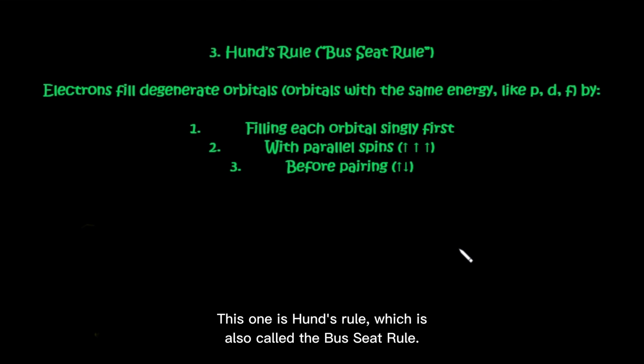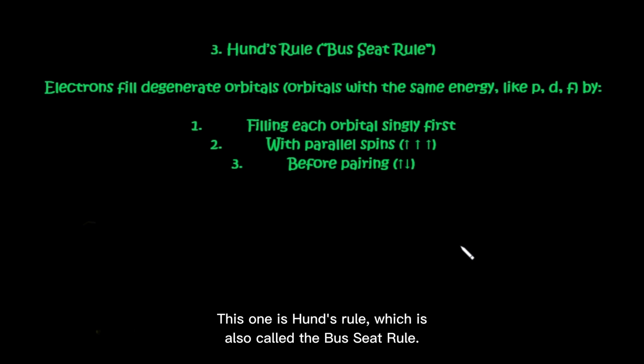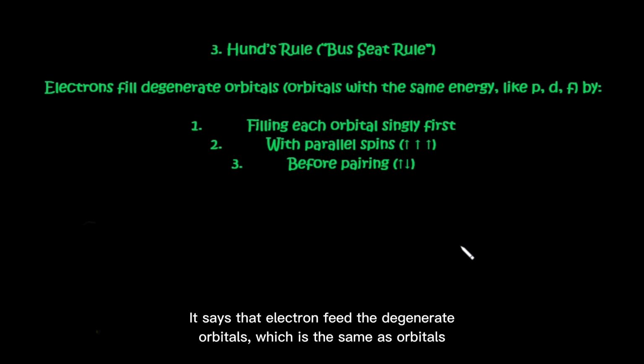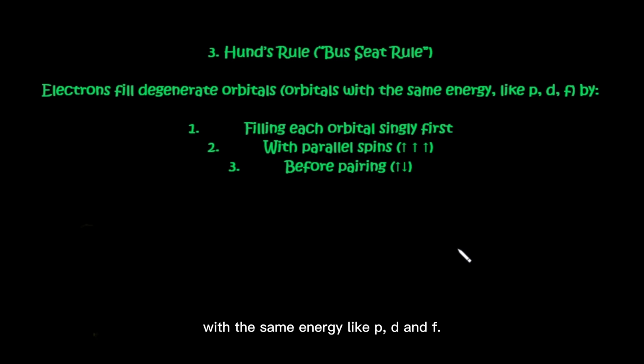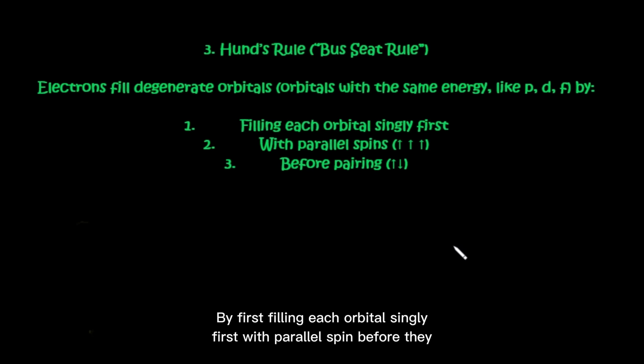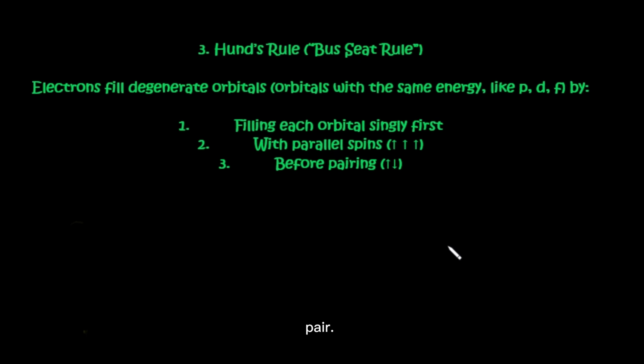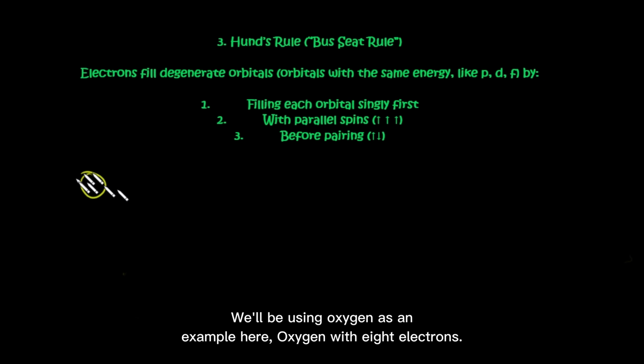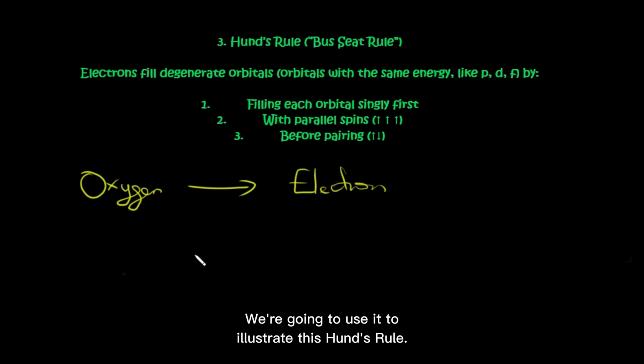Next one is Hund's Rule, which is also called the rule of maximum multiplicity. It says that electrons fill degenerate orbitals, which are orbitals with the same energy, like p, d, and f, by first filling each orbital singly with parallel spin before pairing. We'll be using oxygen as an example here. Oxygen with 8 electrons. We're going to use it to illustrate this Hund's Rule.